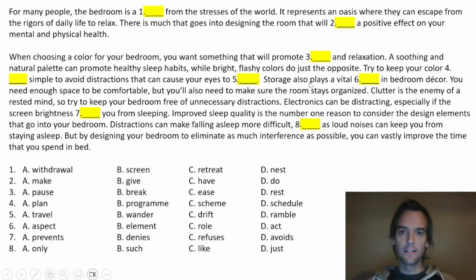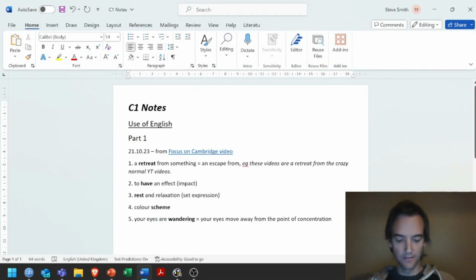Number 6, quite an easy one. Plays a vital blank in bedroom decor. You play a, something plays a role, doesn't it? To play a role. This is an expression. What was the actual question? It was role. And to play a role, we know this means to be a part of. It plays a role, it is a part of it.